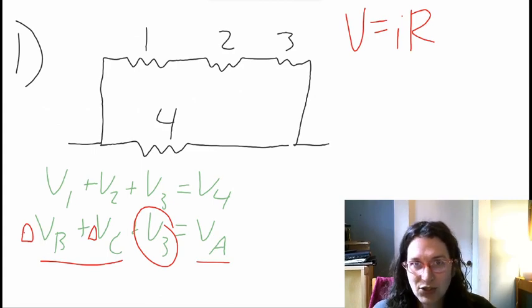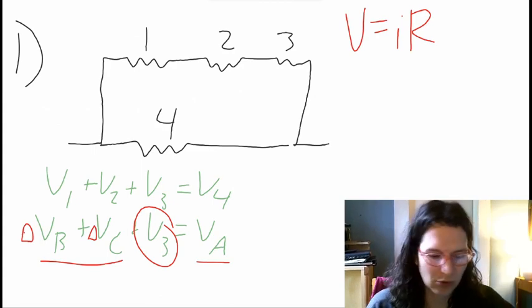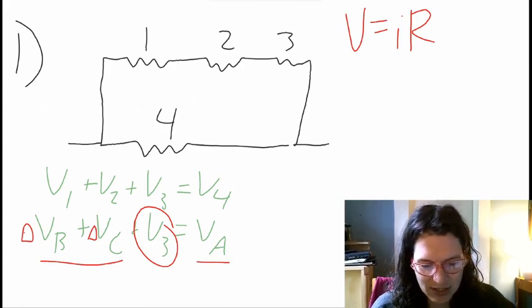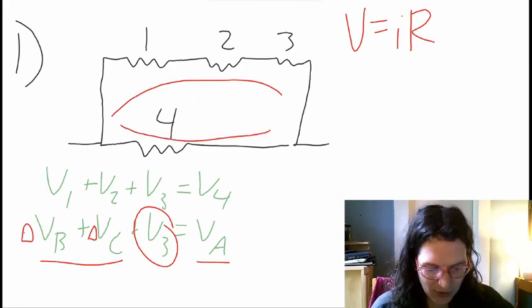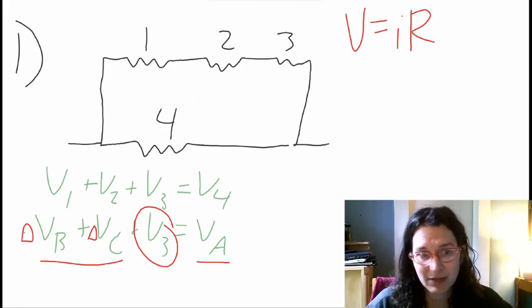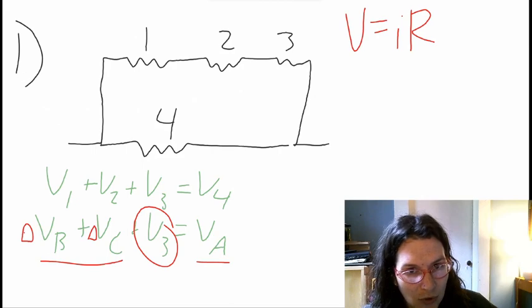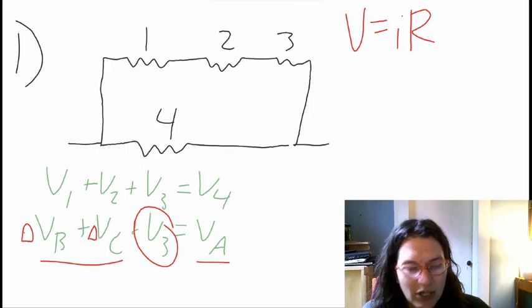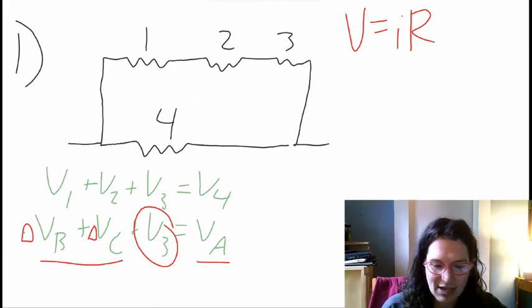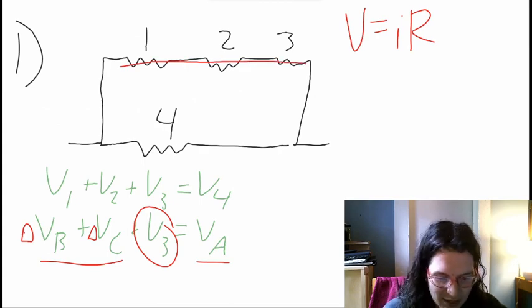I do not know the current. So where's my current going to come from? Well, this is our other rule. We know that the voltage has to be the same on both sides of a parallel. That's what we use to set up our first equation here. But the other rule that we want to use is that the current is going to be the same through anything that is connected in series. So 1, 2, and 3 are all in series, which means they have the same current.